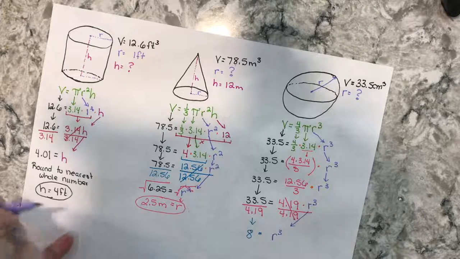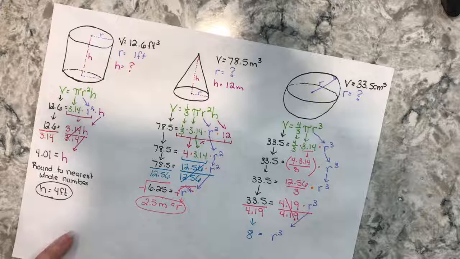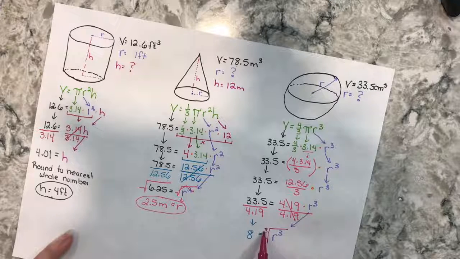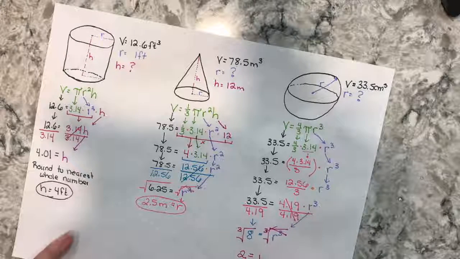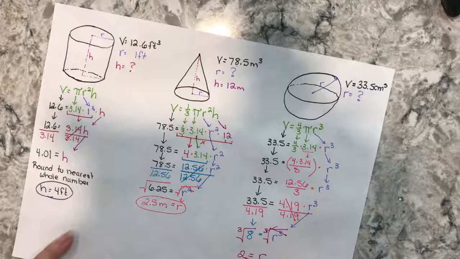Now remember, in the last problem, to undo a square, we had to do a square root. And that left us with just a radius. But when you have a radius cubed, we have to do a cube root, and that will cancel out and give us 1 radius. But we have to do it to both sides, so the cube root of 8. And what this is asking us is what times what times what equals 8. The cube root of 8 is 2, because 2 times 2 times 2 is 8. So our radius is 2 centimeters. I hope this was helpful.